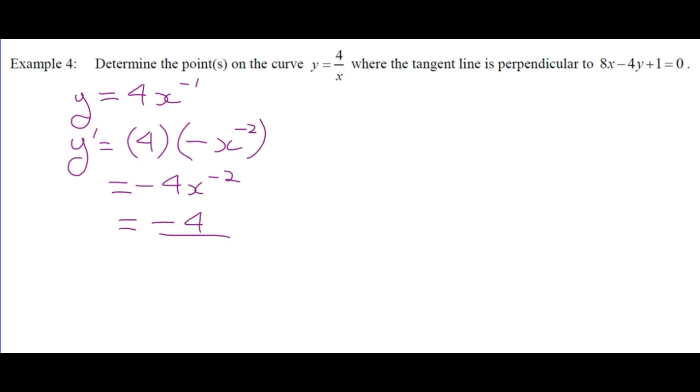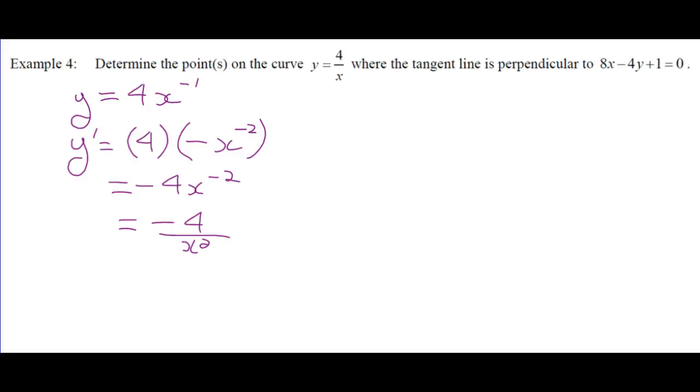Negative 4 over x squared. Okay. So we have found the slope of the tangent line. Now we want that to be perpendicular to 8x minus 4y plus 1 equals 0. So what's the next step?